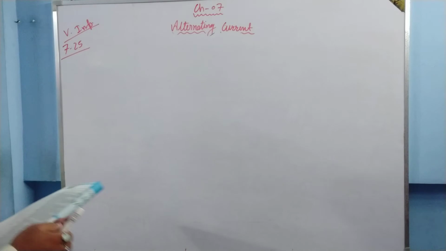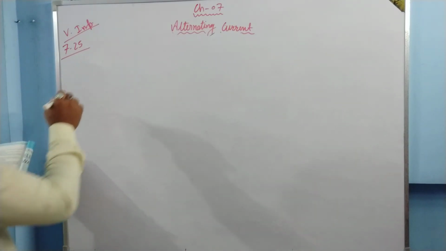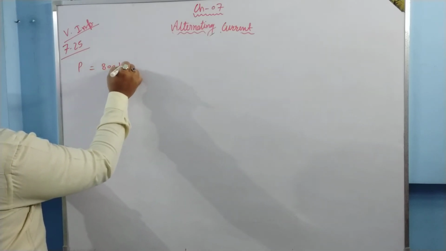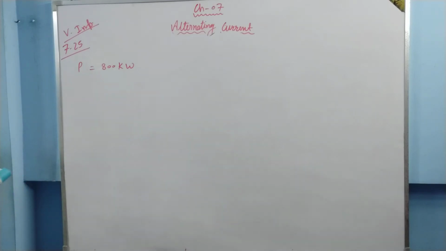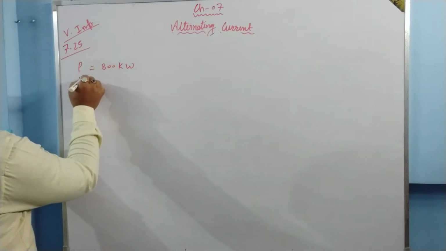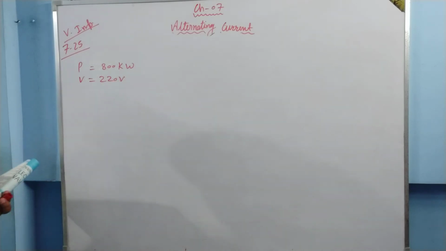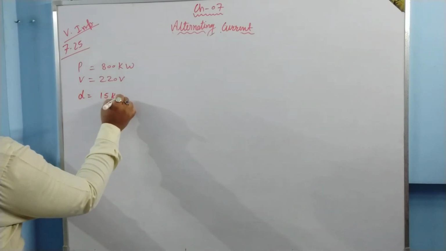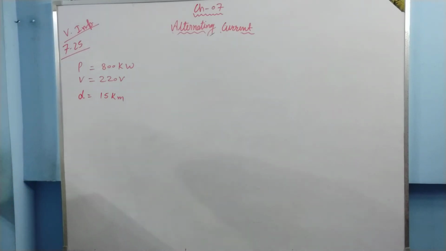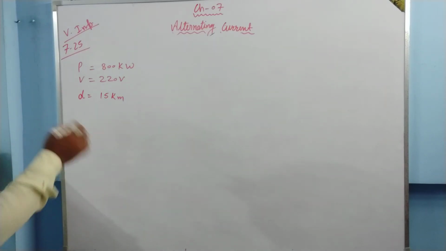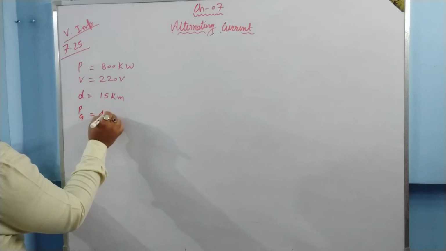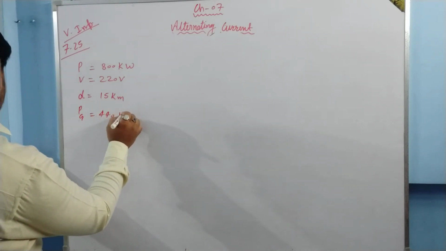The question says a small town with a demand of 800 kilowatt of electrical power at 220 voltage, and that voltage must be supplied at 220 voltage, is situated 15 km away from an electric plant. The distance is 15 km from an electric plant generating power at 440 voltage.